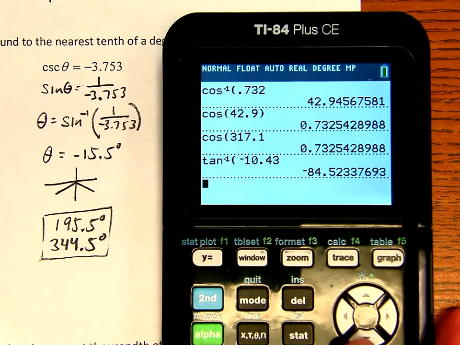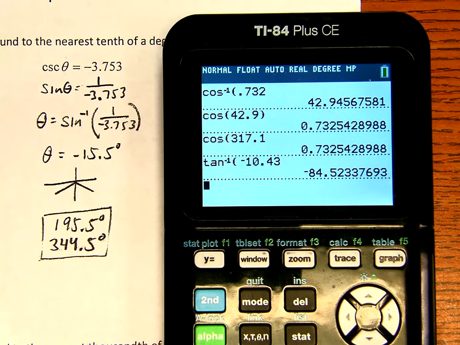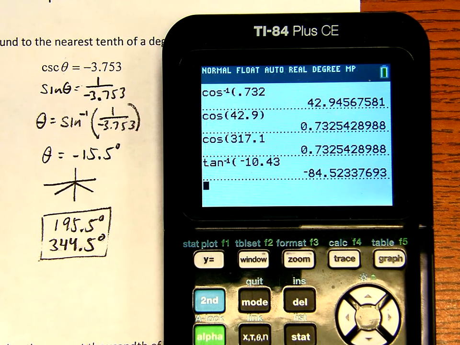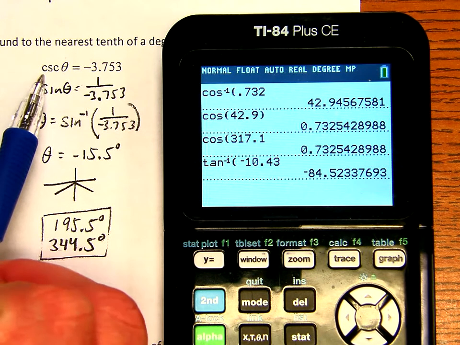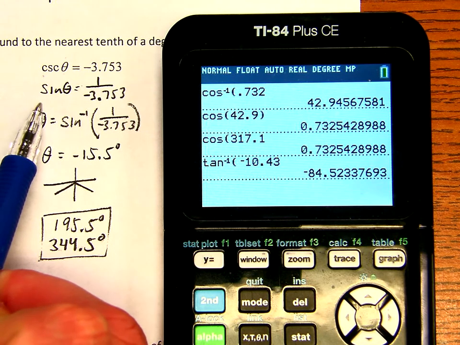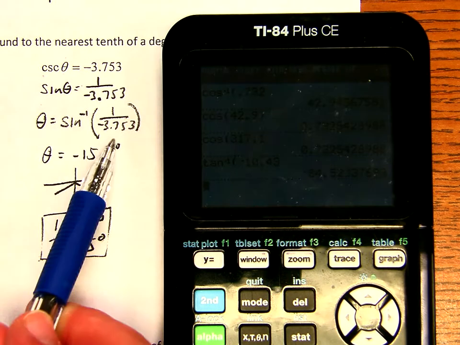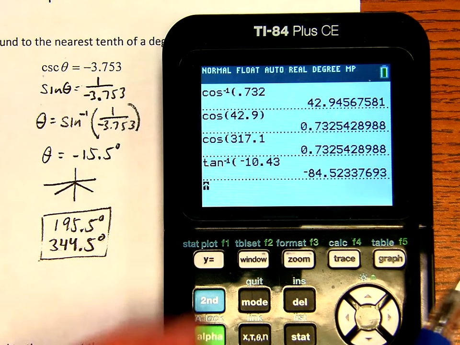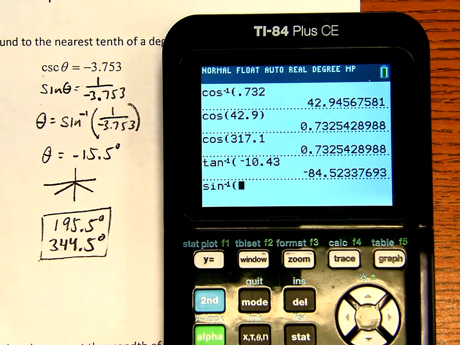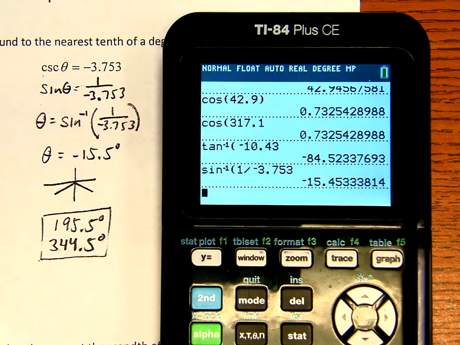Okay, next example. Cosecant of what angle is negative 0.3753? We've done this many times. We can't deal with this as a cosecant equation because we don't have an inverse cosecant button on our calculator. So we're going to convert it over to a sine equation. Then we're going to use the inverse sine. We're going to type this in our calculator: the inverse sine of 1 divided by negative 3.753. And we're going to get negative 15 point something.